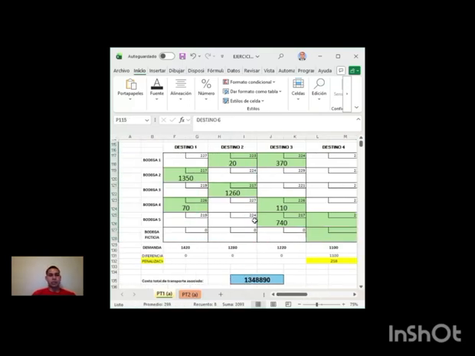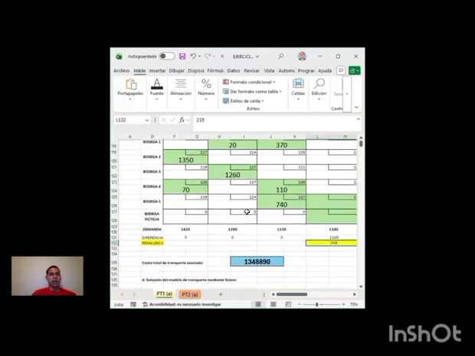Step 1, Penalties: find the difference between the two lowest costs in each row and column. Step 2, Selection: choose the row or column with the highest penalty. Step 3, Allocation: assign the maximum possible units to the cell with the lowest cost in the row or column. Step 4, Repeat: update supplies and demand, cross out satisfied lines, and recalculate penalties until finished.